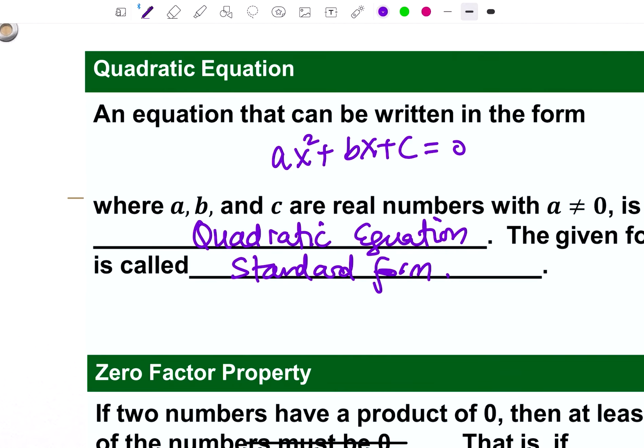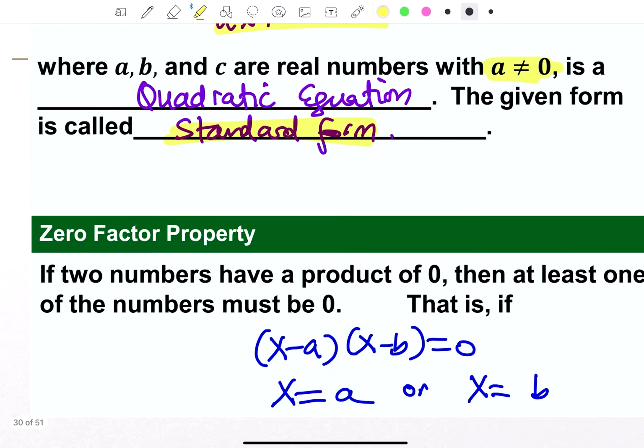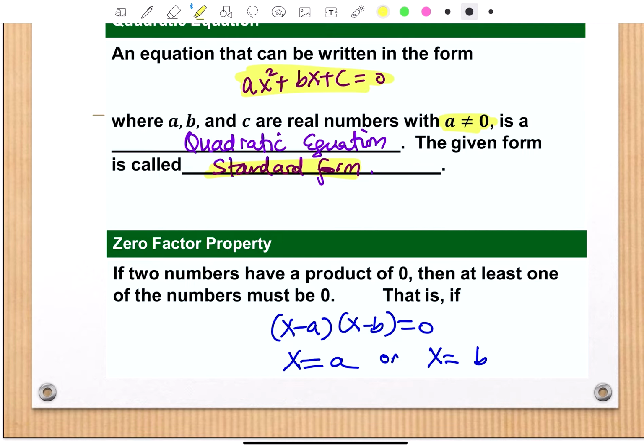A quadratic equation is an equation written in the form ax squared plus bx plus c equals 0, where a is not equal to 0. If a is equal to 0, this is not going to be a second degree equation anymore. It will be a linear equation then. And this form of equation is called the standard form. Some textbooks refer to it as general form as well.